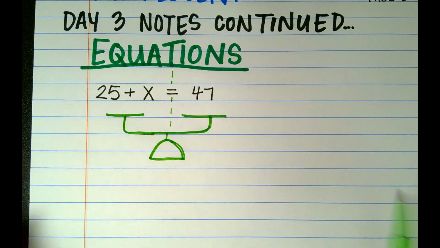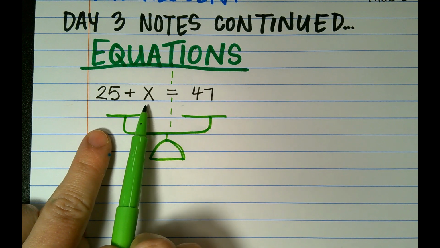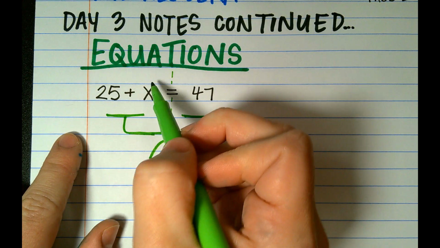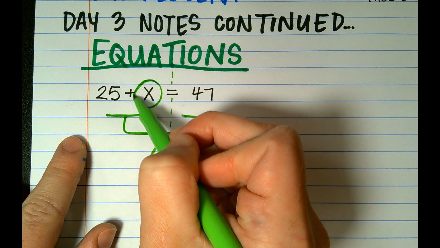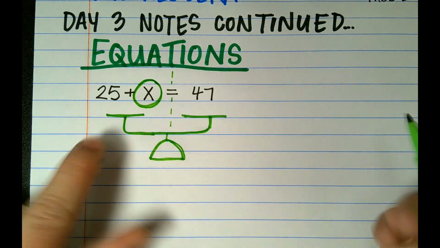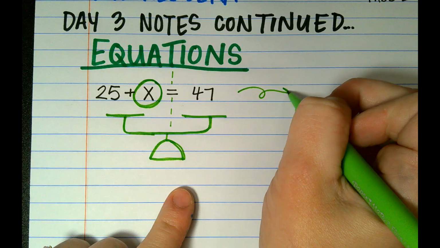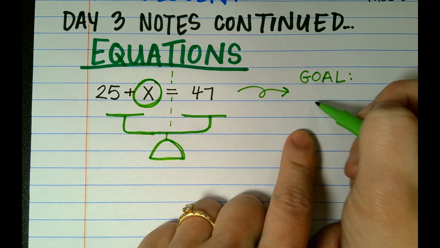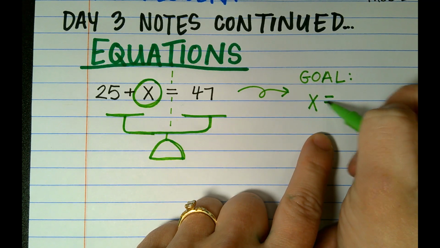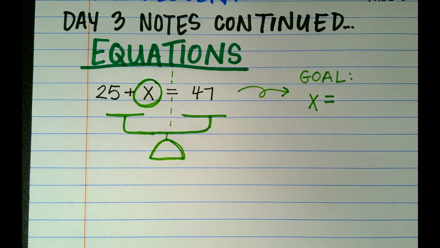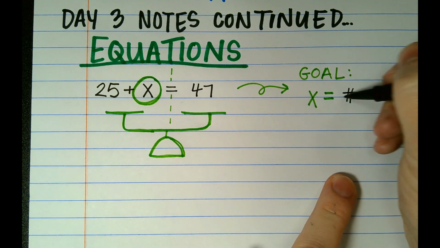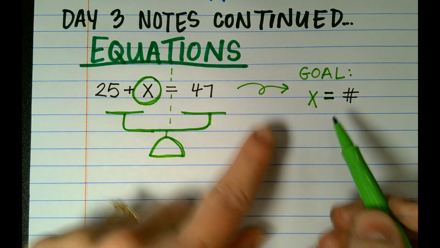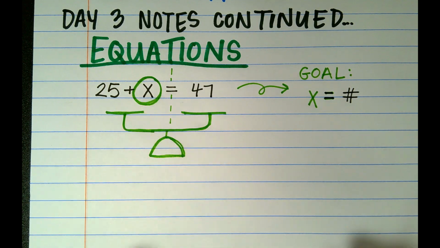So to solve an equation, we want to see what number I can put for x that makes this true. We need to get this x by itself. I'm going to write goal. Our goal is to get x equals a number, whatever our number is. We're going to move numbers around and try to get x all by itself over here.